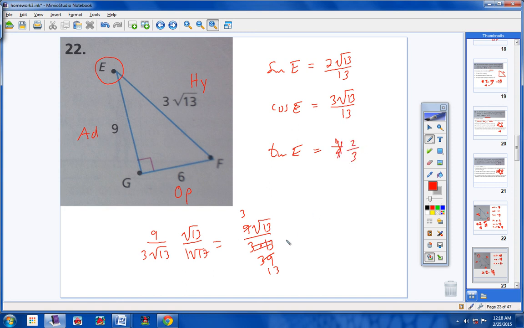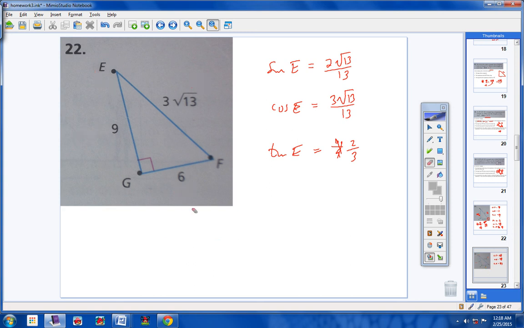Okay, all right, now let's move on to angle F. Here's angle F. So this is my opposite side, this is my hypotenuse side, and this is my adjacent side right here. Okay, so we have sine of F, cosine of F, tangent of F.